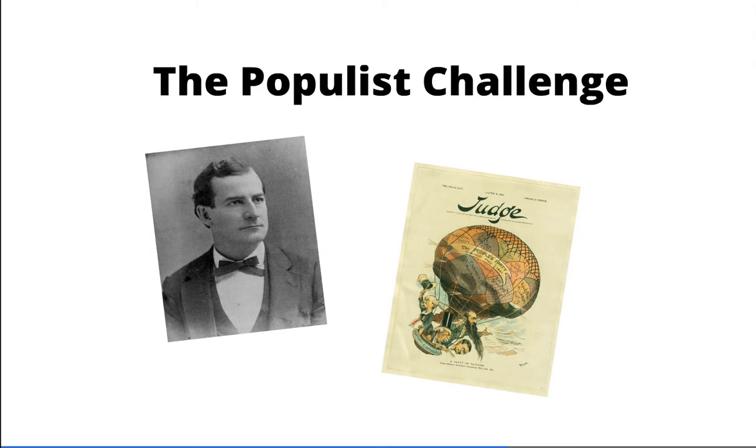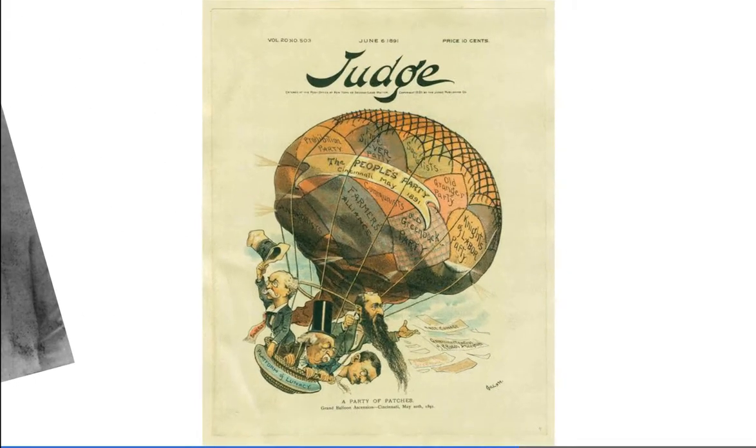At the same time, in the Midwest and in the South, you had a challenge to society. This was called the Populist or the People's Party. The Populist Party was a kind of hodgepodge of various groups that were complaining about how American society had degenerated in the Gilded Age.